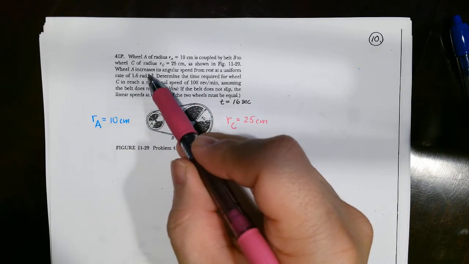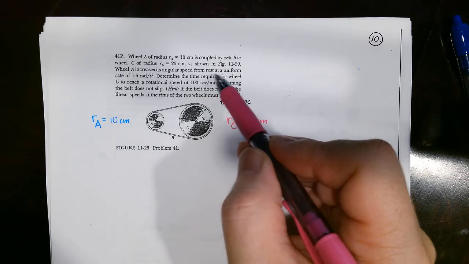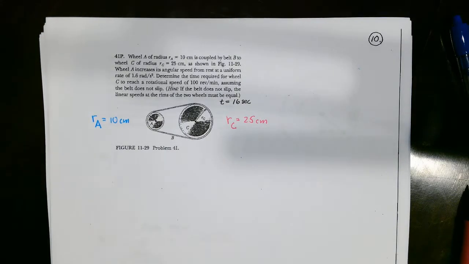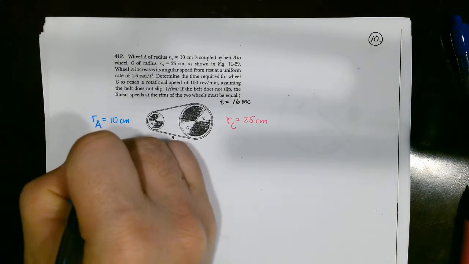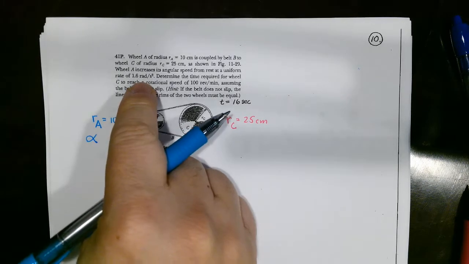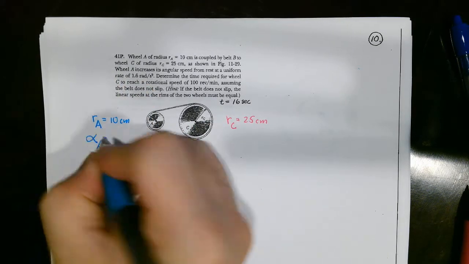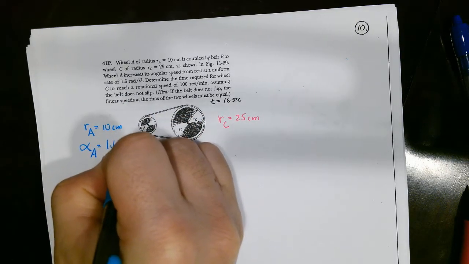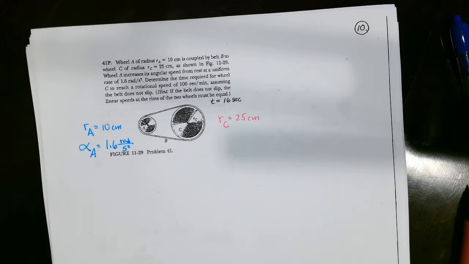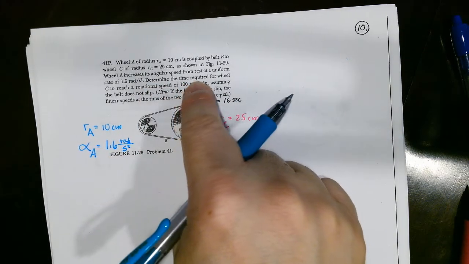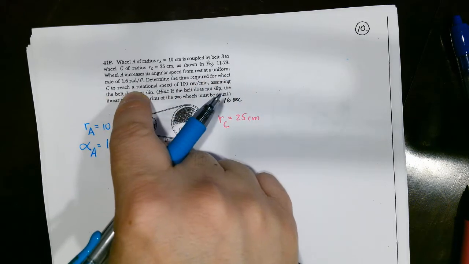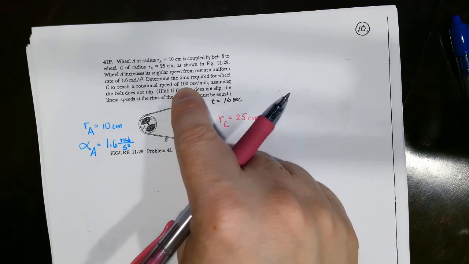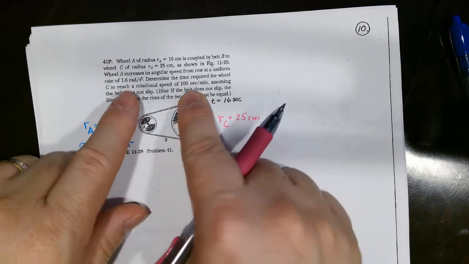Wheel A increases angular speed from rest at a uniform rate of 1.6 radians per second squared. Wow, right? So alpha A is equal to, right, 1.6 radians per second squared. Determine the time required for wheel C to reach a rotational speed of 100 revolutions per minute.